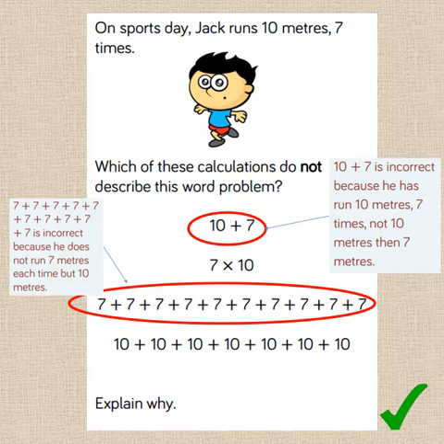And the last one, the 10 add 10 add 10 add 10 add 10 add 10 add 10, does represent what Jack does because it's 10 metres and he's done it 7 times. He's added 10 7 times. Okay, so the 2 calculations that don't describe the word problem is 10 add 7 and then 7 add 7 add 7 add 7 add 7 add 7 add 7 add 7 add 7 add 7. Okay, so well done if you got that right.